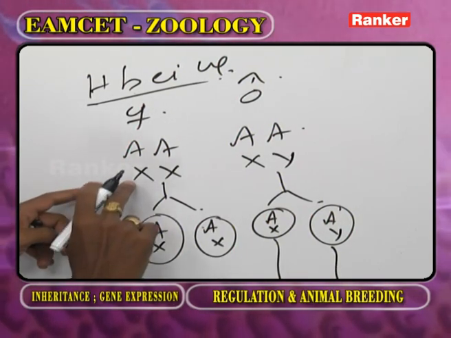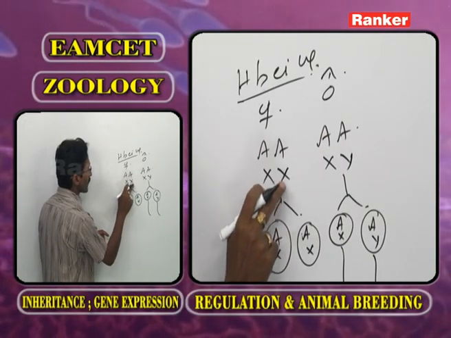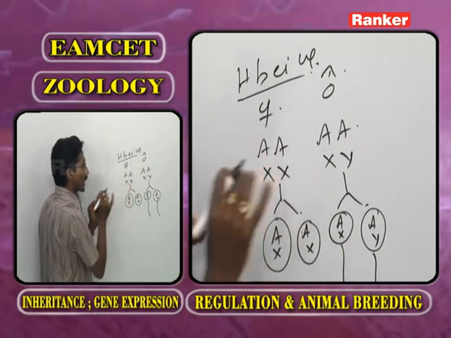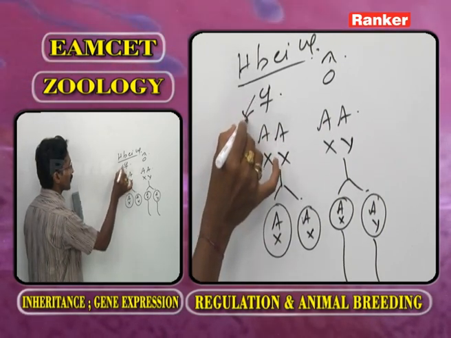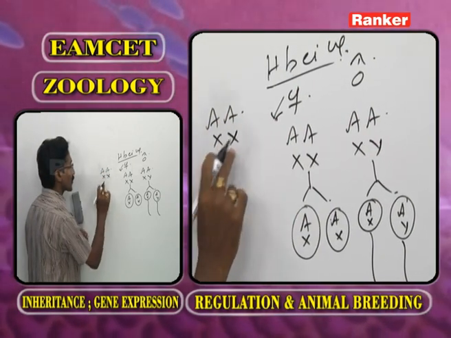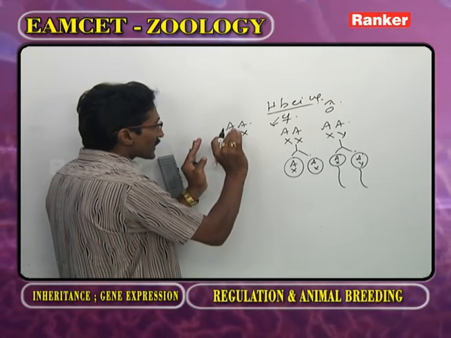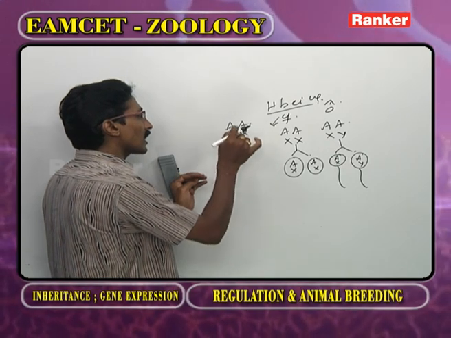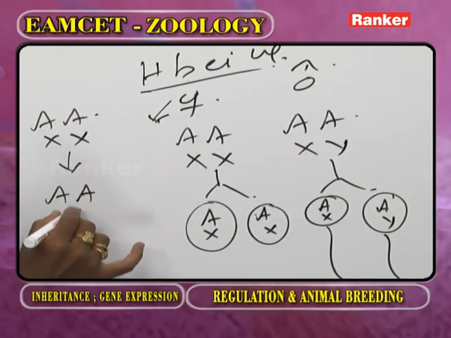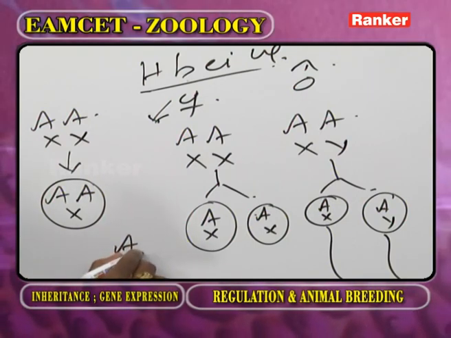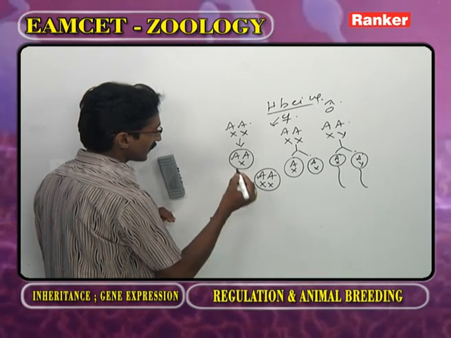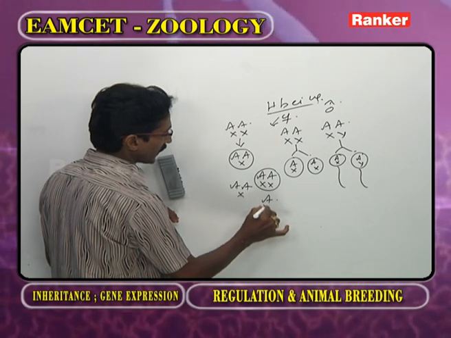Sometimes at the time of formation of gametes, the sex chromosomes are not separated in a correct order. Then we get, for example, you observe the female. In female, AAXX. If the chromosomes are not separated properly, or if they are not separated in a correct order, we get AAX, and next AAXX, or we get AAX, and we get AXX.